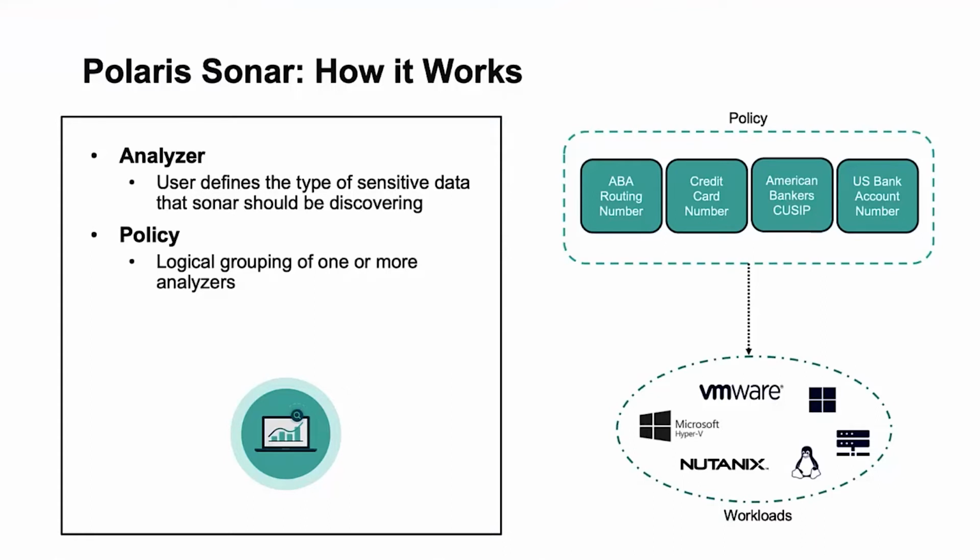There are two primary concepts to grasp here. The first is the analyzer. An analyzer is the individual definition of data that Sonar should be discovering. So this is really the search strings that are used during the scanning operations. The second is the policy. A policy is a logical grouping of one or more analyzers. So what a policy can do is it can create a larger definition, and it's very flexible in the deployment.